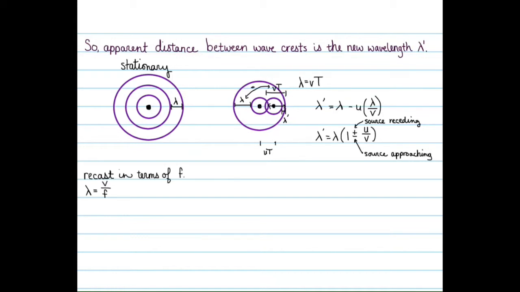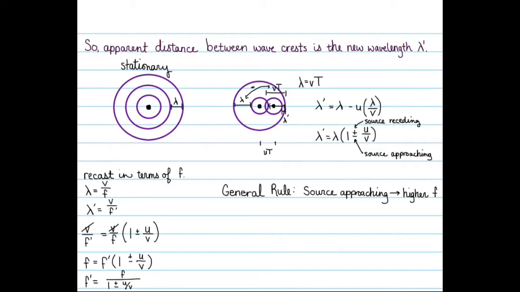But usually we recast this in terms of frequency f. We know that lambda is velocity over frequency, and lambda prime would just be velocity of the wave over frequency prime. So we just replace these with frequency. The velocities cancel out, and we solve for frequency by cross multiplying, but usually we look for f prime because that's what we would be measuring. So I solve this for f prime, and I get f over 1 plus or minus u over v, where u is the speed of the source and v is the speed of the wave in that medium.